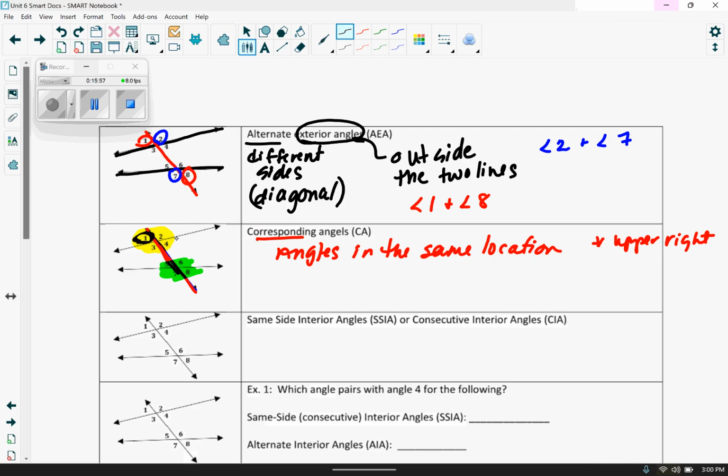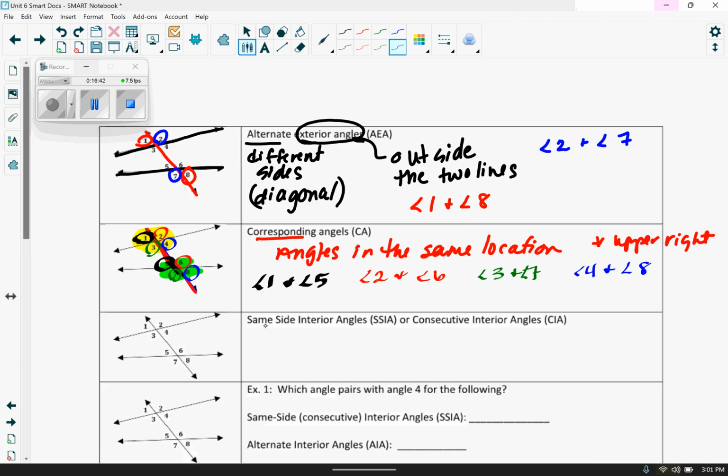So if I'm upper left, so angle 1, the angle upper left would be angle 5. If I said upper right, so angle 2, the angle upper right would be 6. If I said lower left, so angle 3 is going to go with angle 7. And if I did lower right, I'm going to have angle 4 and angle 8. Those are going to be corresponding in the same location.